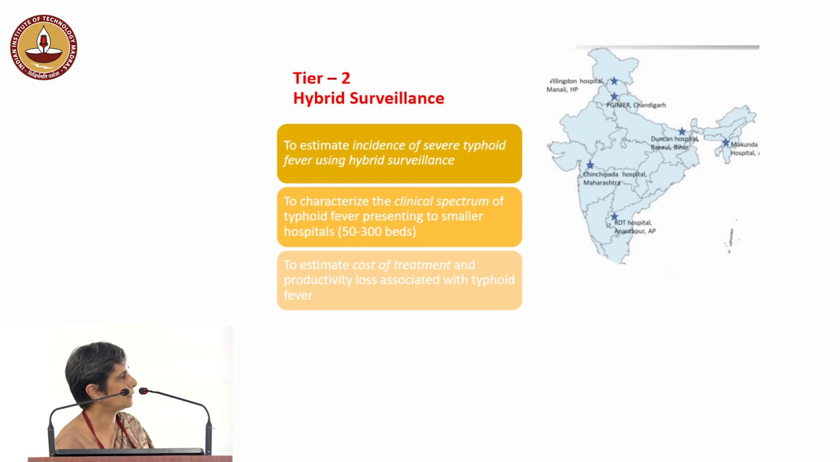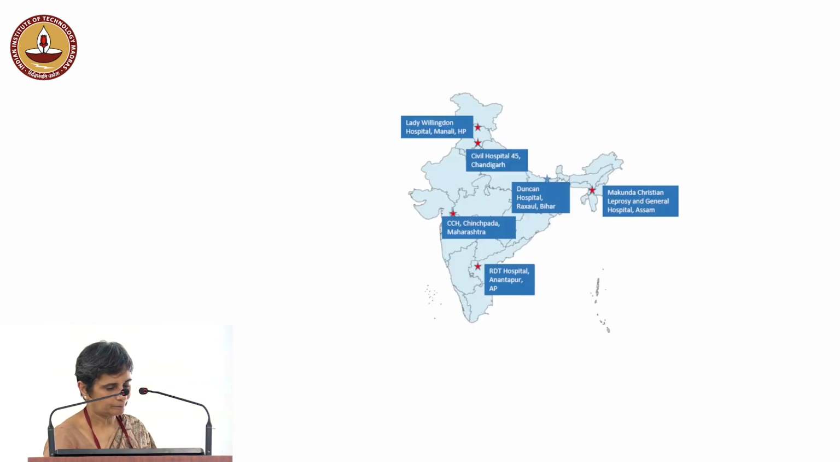We went to rural Andhra Pradesh, and we set up surveillance in all these places that had never done automated blood culture before. So we actually sent technicians out there and machines out there to do this surveillance. And the idea really was to characterize the clinical spectrum of typhoid coming to smaller hospitals in India where these kinds of studies are not normally done.